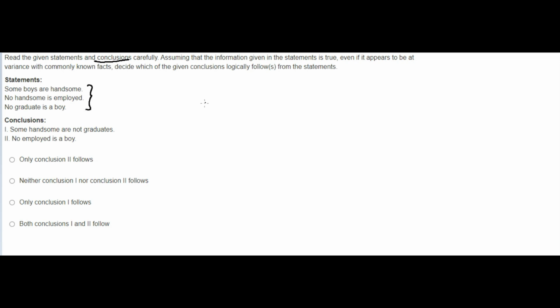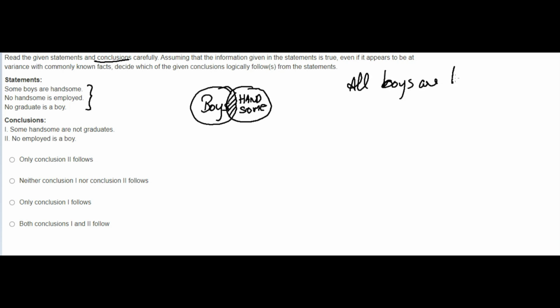So I can write it in the form of a small chart. You take boys as one section. And what they say, some boys are handsome. Not all the boys. Some boys means what? There will be some union. So you take here handsome, and some common. Some of the boys are handsome, but not all the boys. If all boys are handsome, I would have overlapped handsome on the boys completely. Example, all boys are handsome.